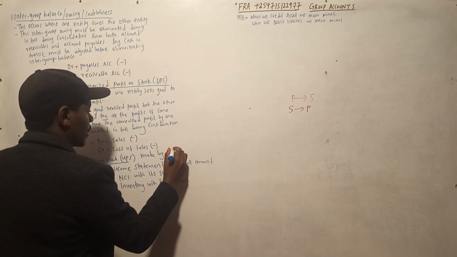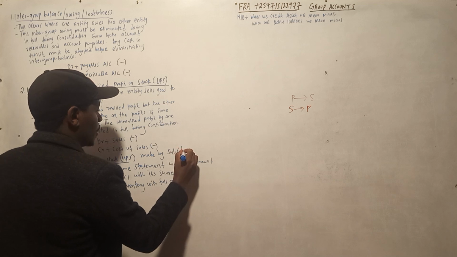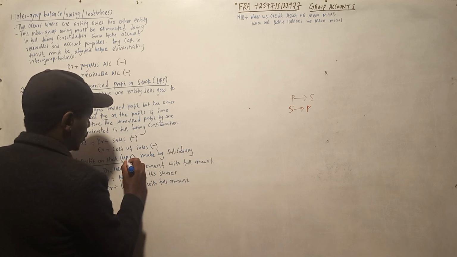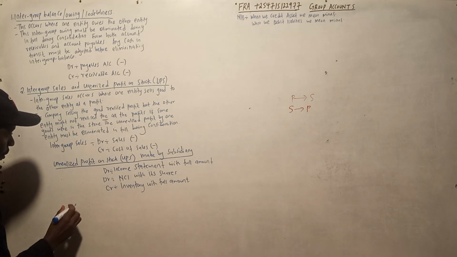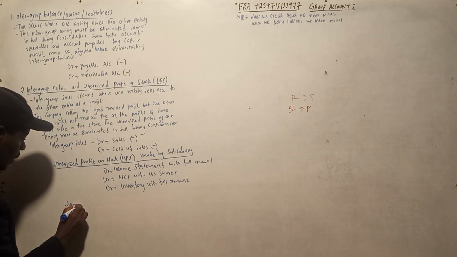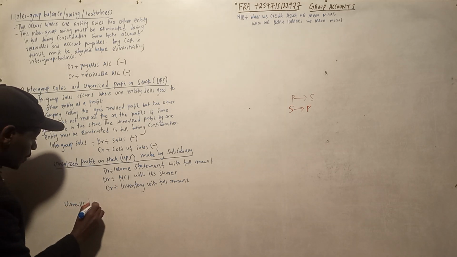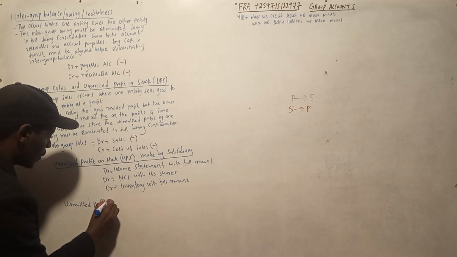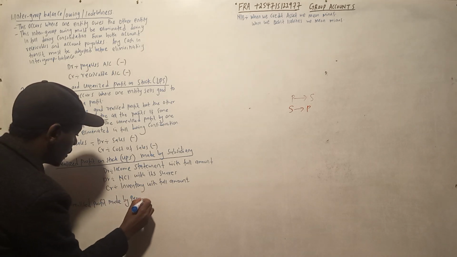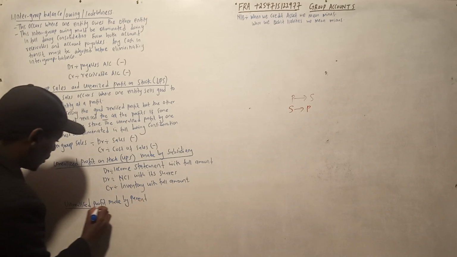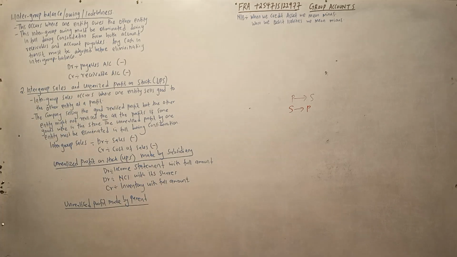That is if it was the subsidiary that sold goods. Now let us see unrealized profit made by the parent company. You can have either case: the parent sells goods to the subsidiary, or the subsidiary sells goods to the parent.